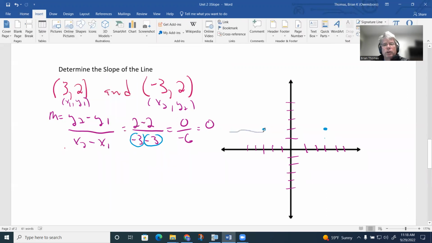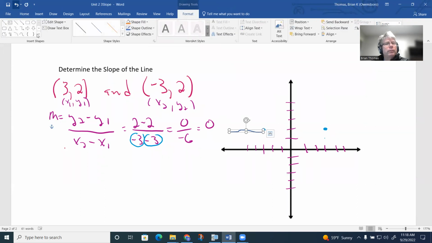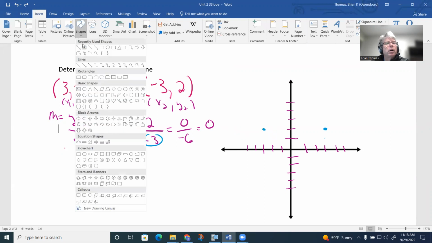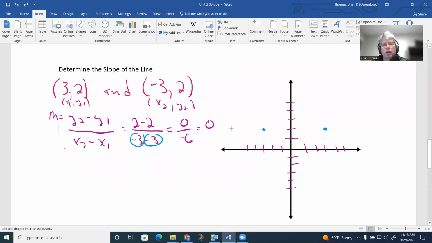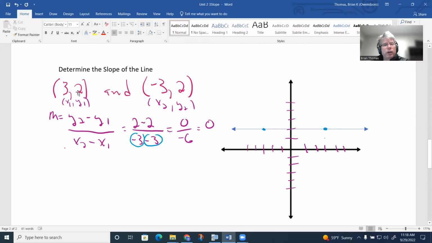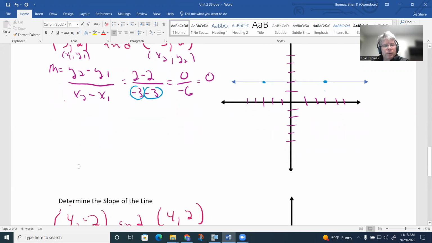So remember how we mentioned earlier, a zero slope represents a horizontal line. So let's say if you have two ordered pairs and the y values are the same, that's going to be a signal that this is going to be a horizontal line. And also the slope is going to be 0. Some things to pick up on.